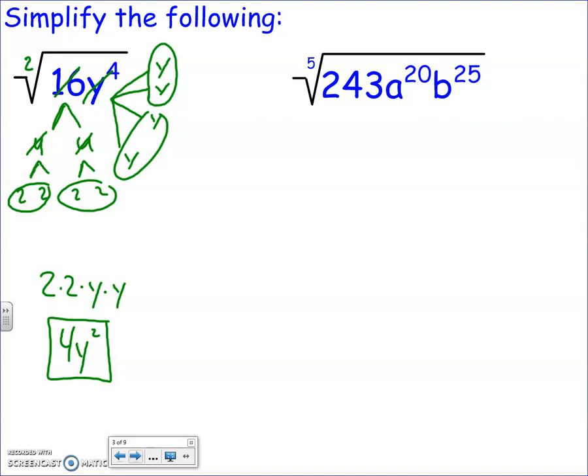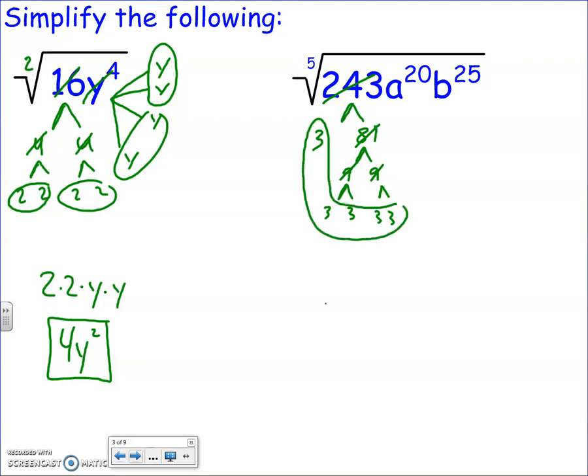Over here, the fifth root of 243, a to the 20th, b to the 25th. I'm going to break down tree branch. It's 3 and 81. 81 is 9 times 9. That's 3 times 3. That's 3 times 3. 5 of a kind. Here's 5 of a kind. So a 3 goes out. There's no number left over. A to the 20th. I could write 20 a's, but it takes a while. So I'm going to just think in my head, how many complete groups of 5 a's would I have? You actually just divide. 20 divided by 5 is 4. It means 4 a's come out. So I'll just put a to the fourth power. No a's remaining inside. Then b to the 25th. There's 5 groups of 5 there. So 5 b's will go out. There's no b's left over. That's your final answer here.